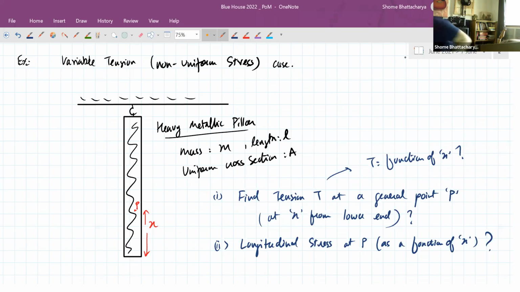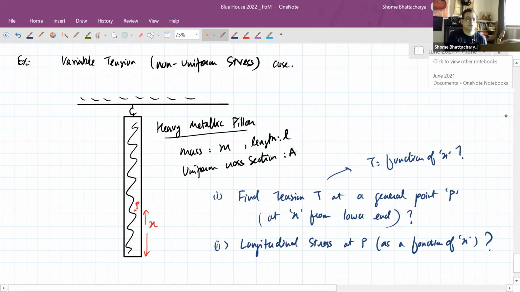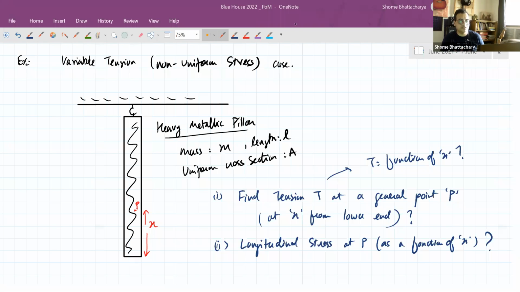Just work this out, I'll join it. Yeah, so can you send me the answer of the first part? What is tension as a function of x?